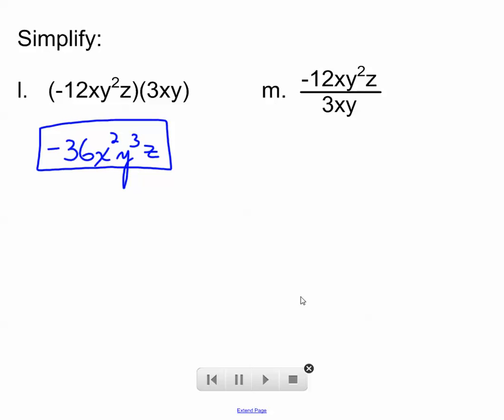Let's do this again with division. Negative 12 divided by 3 is negative 4. X divided by x is 1, so we don't need to write anything. Y squared divided by y is y. We know the rule that when we're dividing numbers with the same base, we subtract their exponents. So we're doing 2 minus 1, which is 1. We don't need to write those ones. And then we have a z.